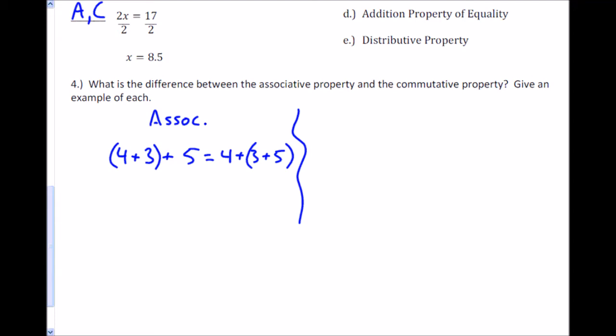That's the associative property. Okay, the commutative property is when I actually change the order in which this is written. So 4 plus 3, I would say, is the same thing as 3 plus 4. Okay, so I'm changing the order by physically moving the values. All right. And each of those also works with multiplication. You could have done an example using multiplication as well.